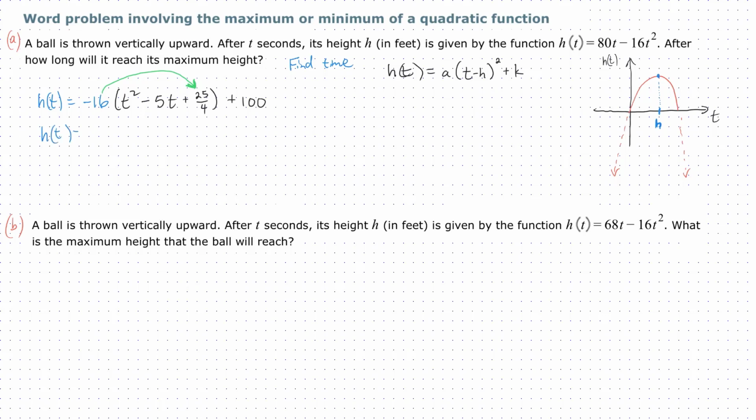H of t is now equal to negative 16 times t minus 5 halves, quantity squared, and then add 100. We'll go ahead and read the vertex. The vertex is 5 halves comma 100. We need to answer the question, how long will it take to reach its maximum height? So h is 5 halves. We have answered the question.